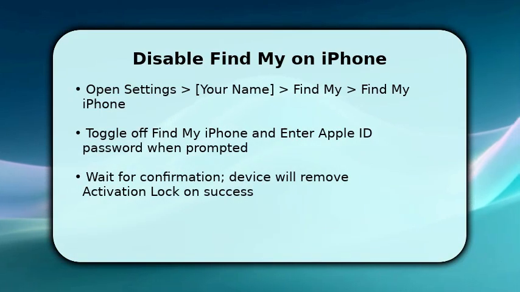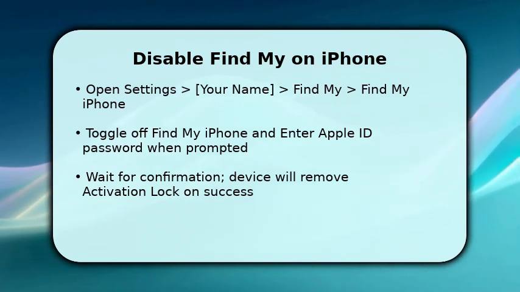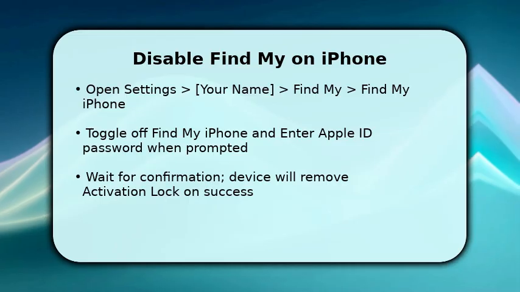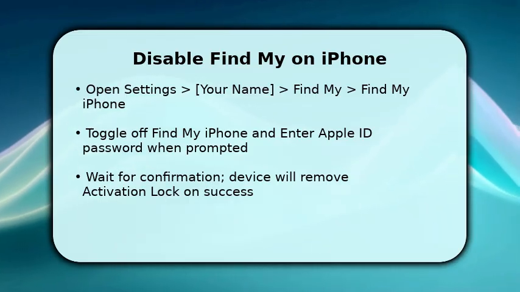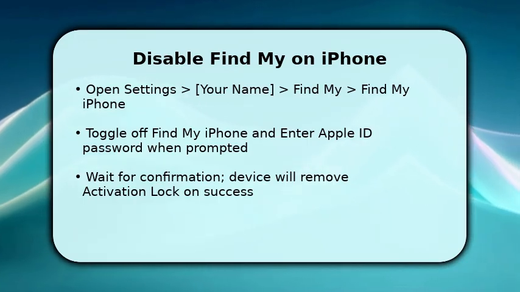You now perform the core action. Open Settings, tap your name, then Find My. Tap Find My iPhone and toggle it off. When prompted, enter your Apple ID password to confirm, and if requested, the two-factor code. This authenticates you and removes activation lock.